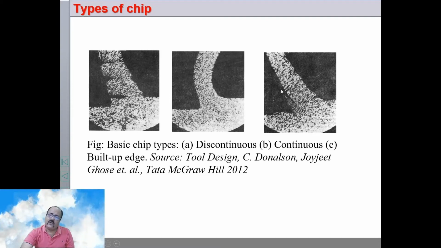Now this false cutting edge is basically nothing but the workpiece material being welded to the tip of the tool and forming a false cutting edge. It keeps on growing, and after a critical size it fractures. So this is highly unwanted. So this is a continuous chip with built-up edge. We will discuss in more detail in the next few slides.